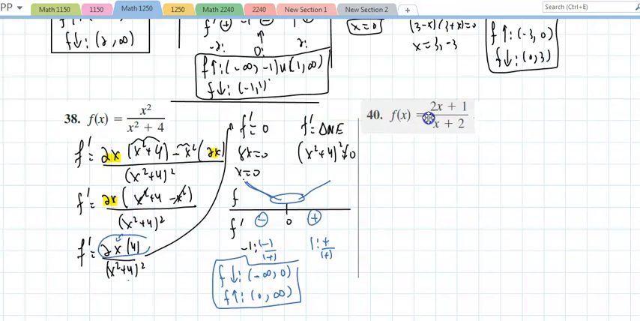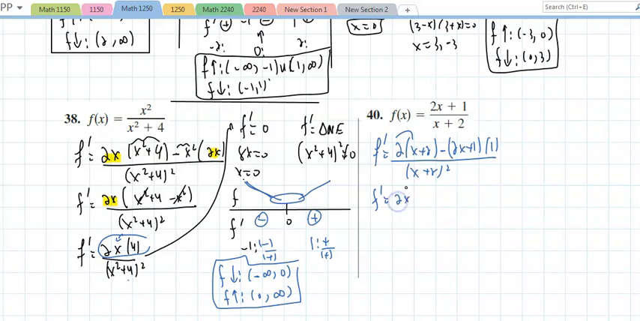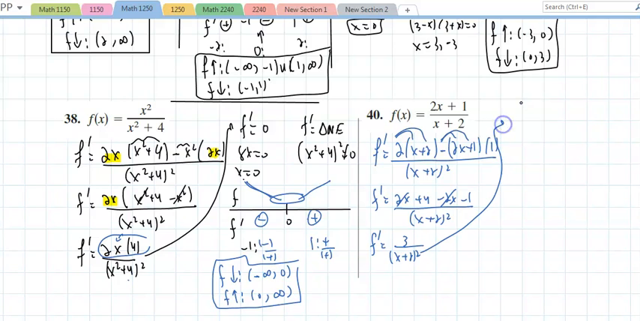I just need to take a derivative, and again, if I take a derivative of this, derivative of the top times the bottom, minus the top times derivative of the denominator, all over the denominator squared. I need to clean up the top. That is 2x plus 4 minus 2x minus 1 over (x plus 2) squared. Those cancel out. My derivative turned out to be 3 over (x plus 2) squared. And now for my critical numbers.